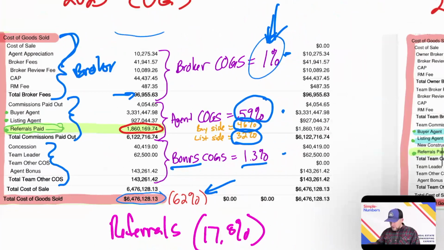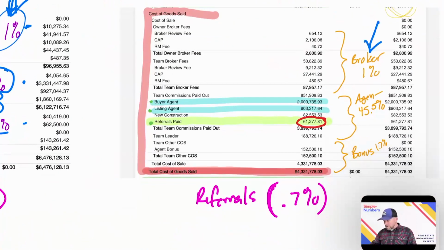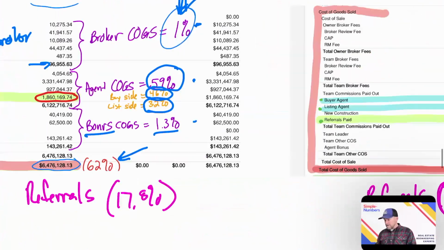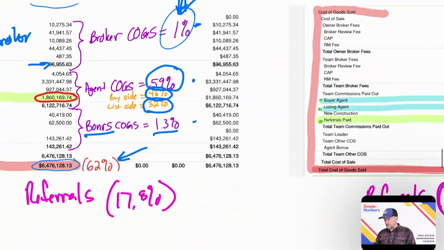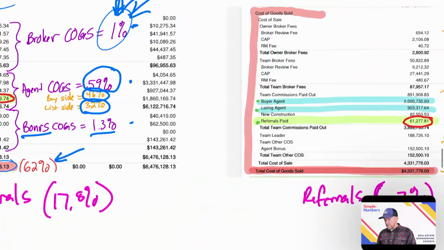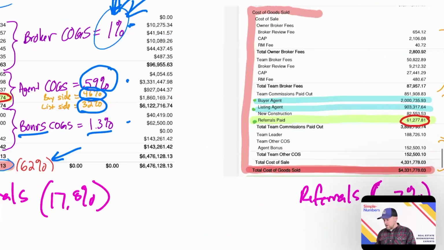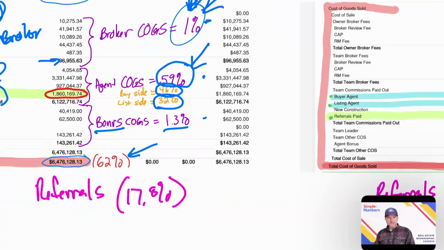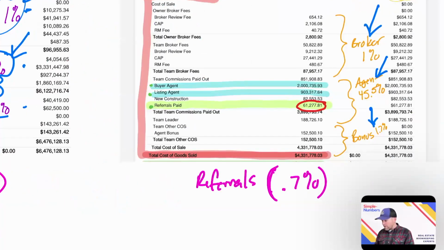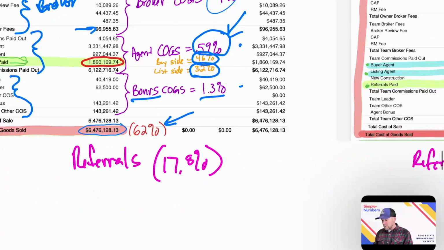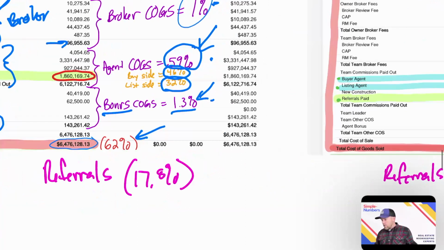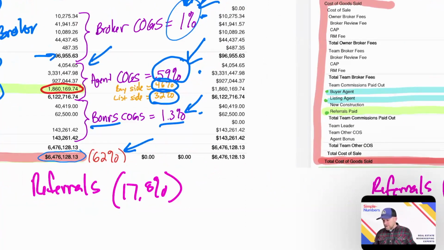So let's look at 2022. We had 1% broker. Well, that's the same as 2023. We had 45.5% agent. Well, that's lower than this year by a lot. Probably where our issue is. Let's look at the last category. We had 1.7% in bonuses. This year, we only had 1.3. That section actually went down. So clearly it is in this middle section that we have an issue.